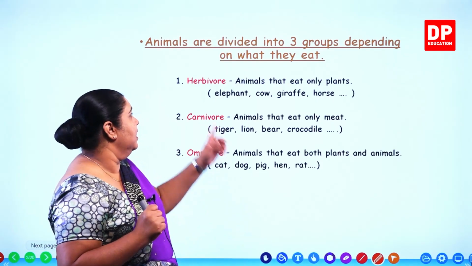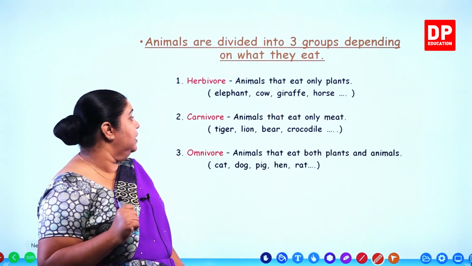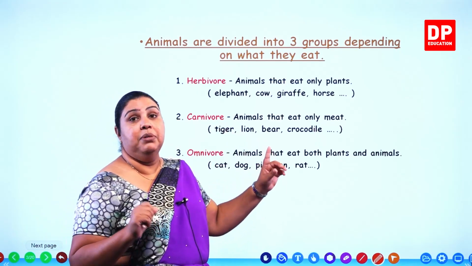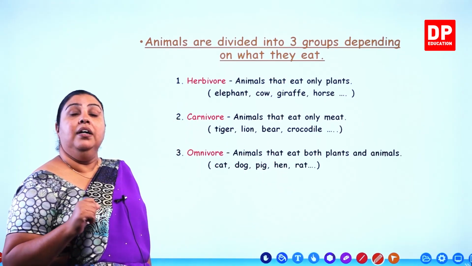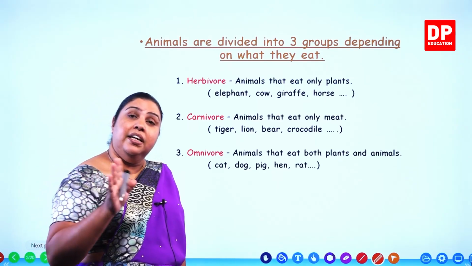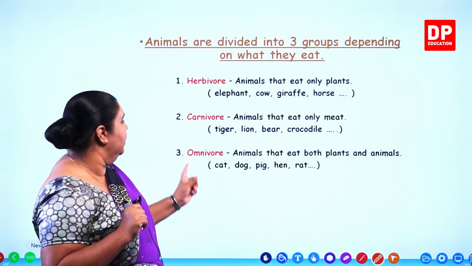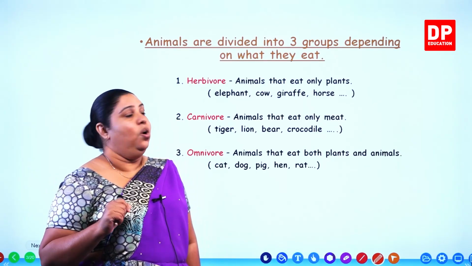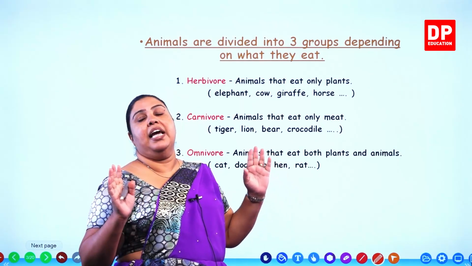Right? Carnivorous. Herbivorous are the animals who eat only plants. Carnivorous are the animals who eat only meat. Then, those animals who eat plants and meat both, they are called omnivorous. Omnivore. Animals that eat both plants and animals.